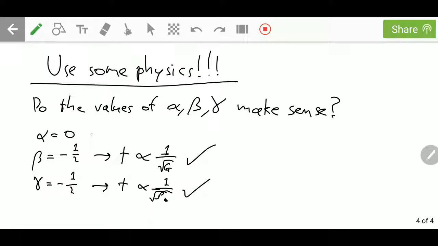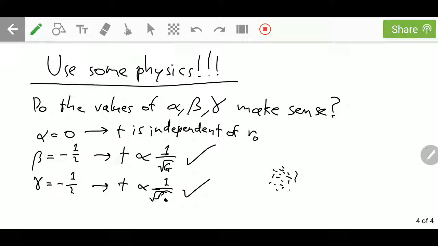And now finally, how about alpha equals 0? This is basically telling that t is independent of R naught. Now, this is one that's perhaps a little bit surprising. Does that make intuitive sense? Well, let's think about it.